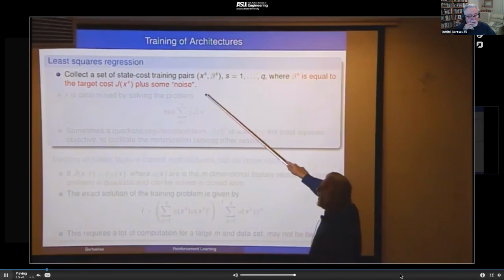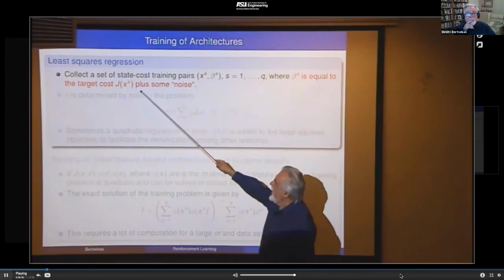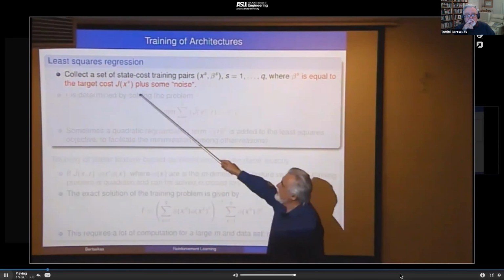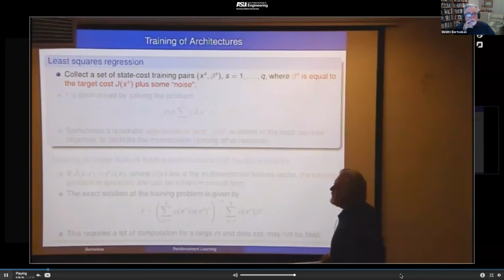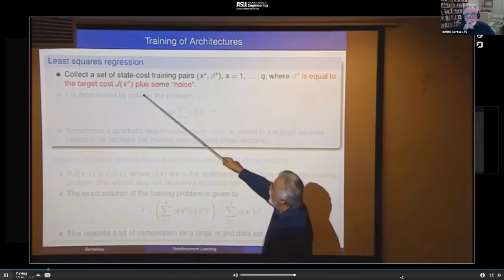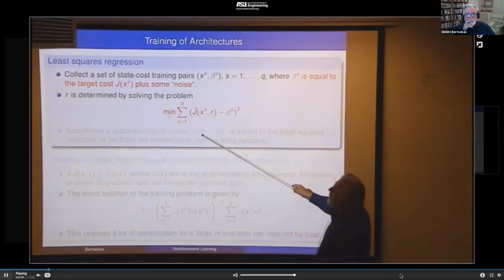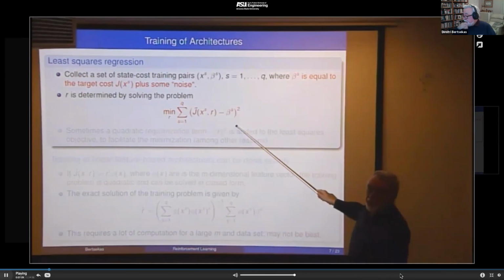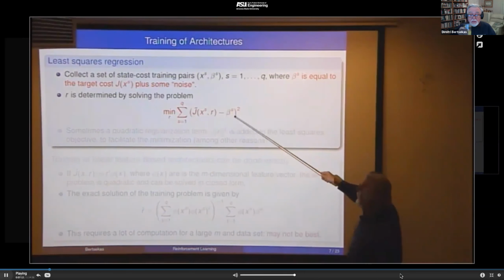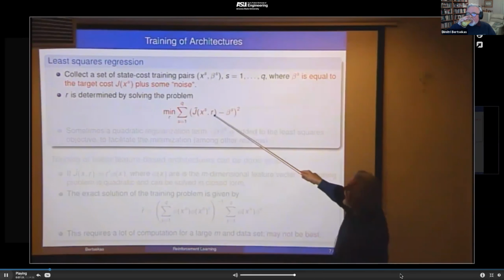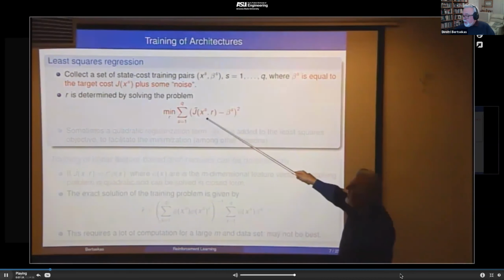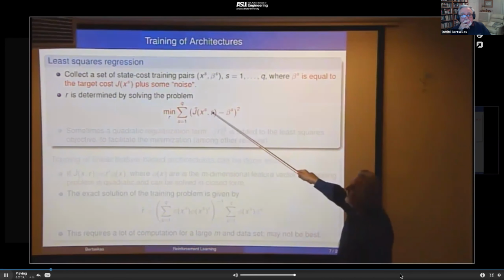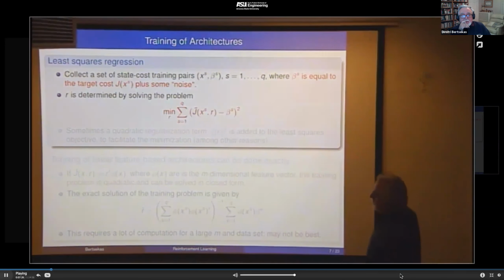And beta sub s is just the value of the target cost plus perhaps some noise. It's not quite the same. Depending on how we do the sampling, how we collect the data, this may contain some noise. But still, it captures the form of the target function. And we determine R, the parameter vector, by least squares minimization. We fit the target function to the approximation architecture. We minimize the errors between these two, and we find R that minimizes those errors.